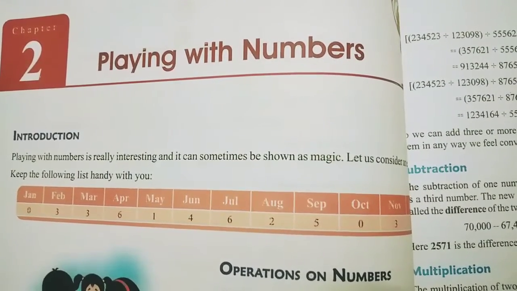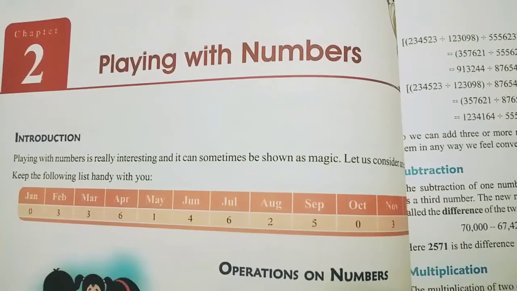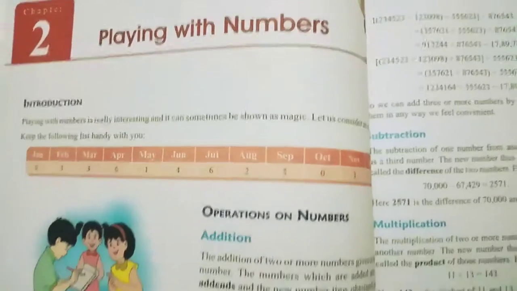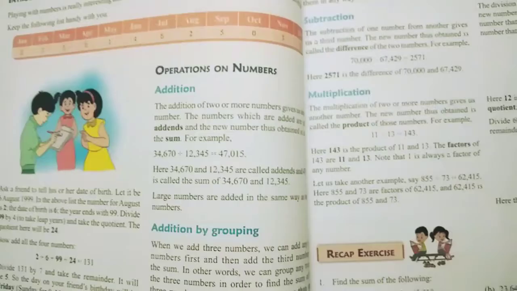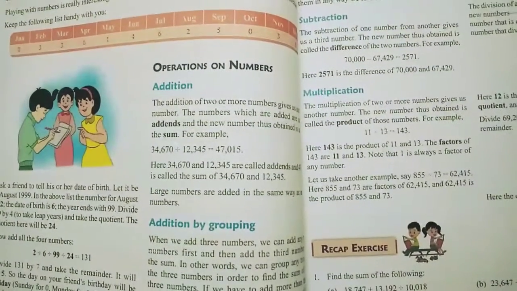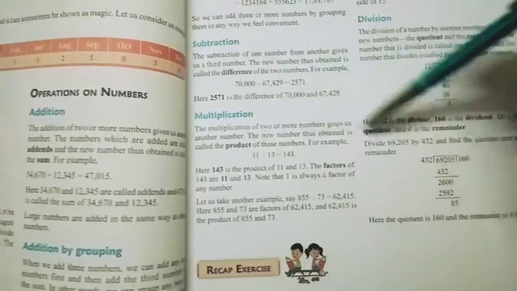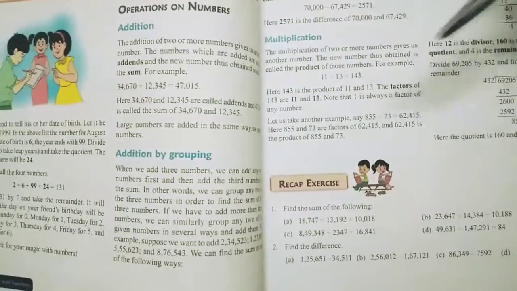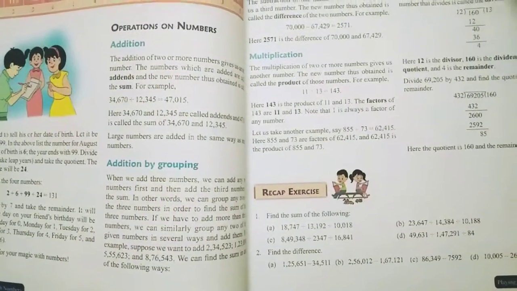Today we are going to start chapter number 2, that is Playing with Numbers. Numbers I have already discussed with you many times. What are numbers? What are the types of numbers? What are the operations of numbers? There are four fundamental operations of numbers: addition, subtraction, multiplication, and division. I already discussed everything about this, and I have told you to do the recap exercise, and I have given some questions to you, right?